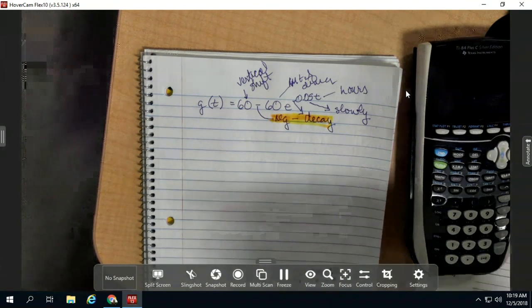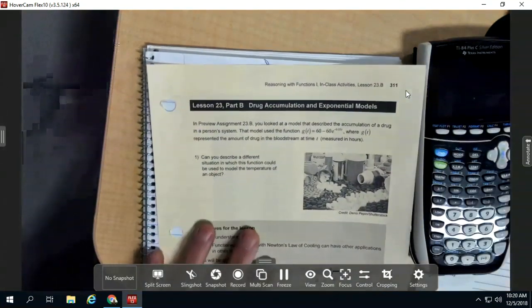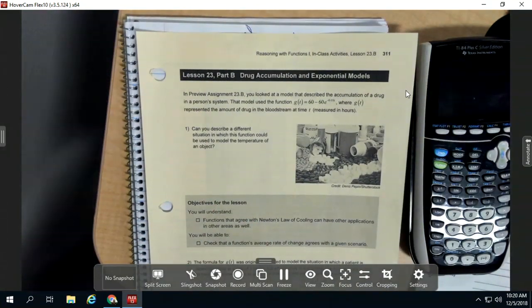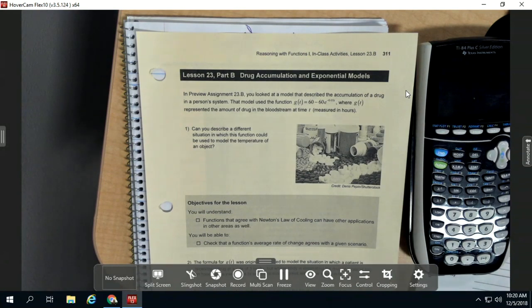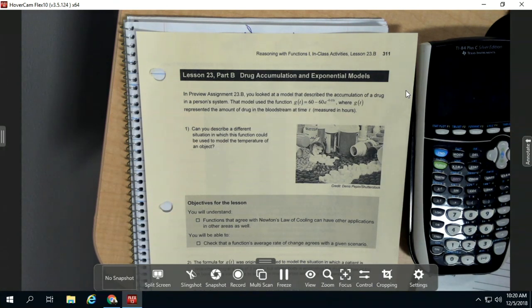First off, can you describe a different situation in which this function could be used to model the temperature of an object? What would it be? You take a frozen object out to thaw? Maybe that might be a spot. Okay. The formula was originally intended to model a situation in which a patient is receiving a drug at a rate of 3 milligrams per hour. The body is eliminating the drug at a rate of 5% an hour.